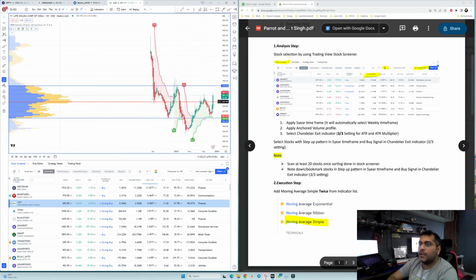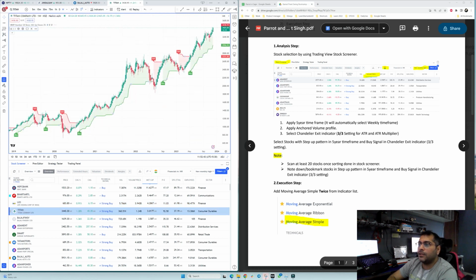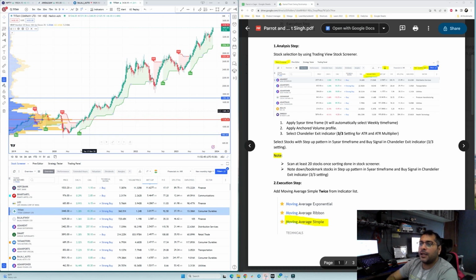This is LICI. Now the stock is inside the upper and lower band, and that means this is a D pattern. So we will simply leave it. Then Titan. Titan is again in a step up pattern. Let's re-verify 5 years. Stock is outside the upper band with a CE signal 33 on a weekly frame, green. Then I would bookmark it.